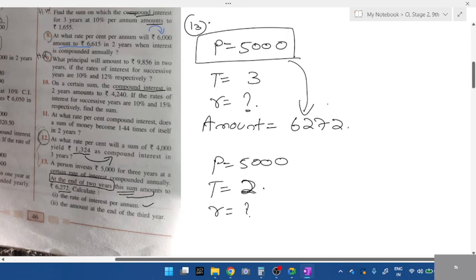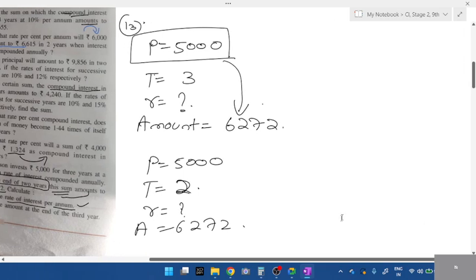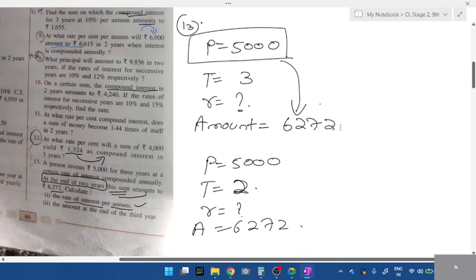What is given here? The rate of interest per annum, right? Rate of interest. Yeah, take amount is equal to 6272. So take the second equation. Is this clear? Did you understand the reason I have split both?